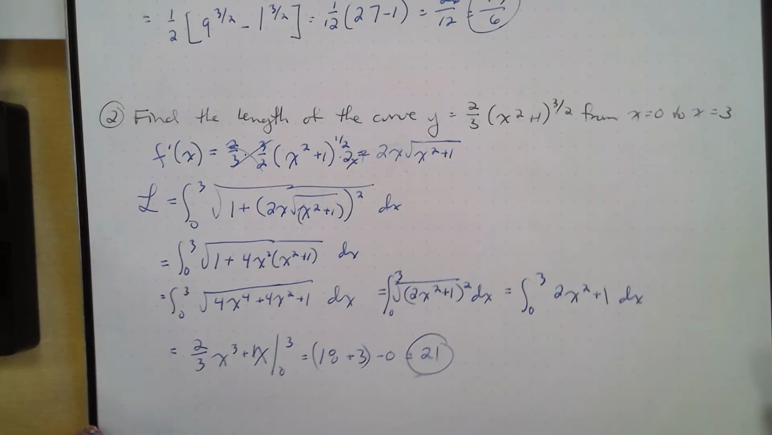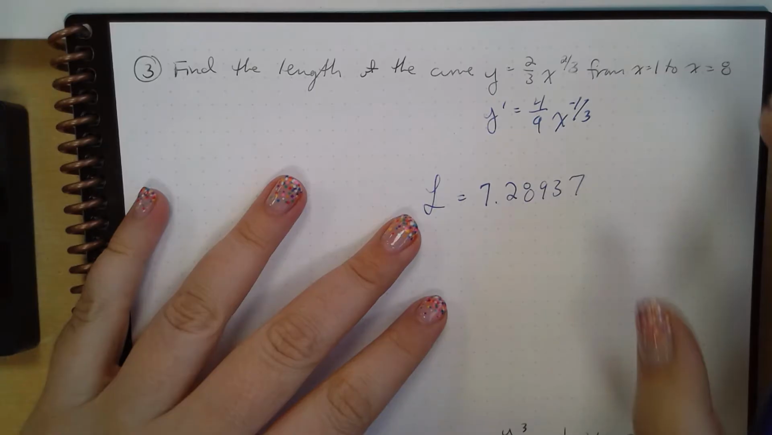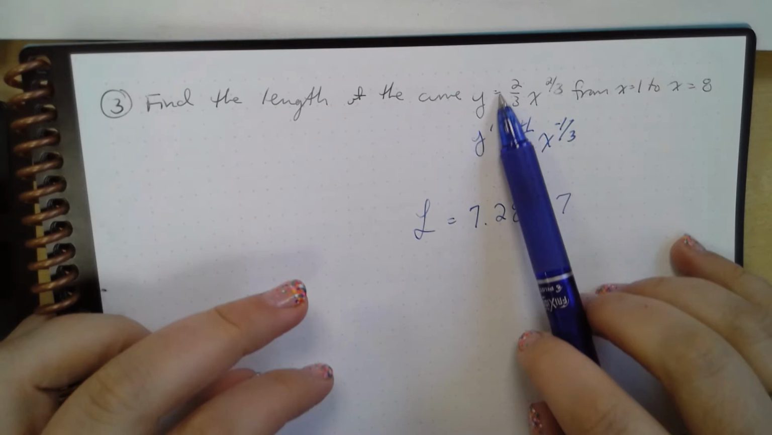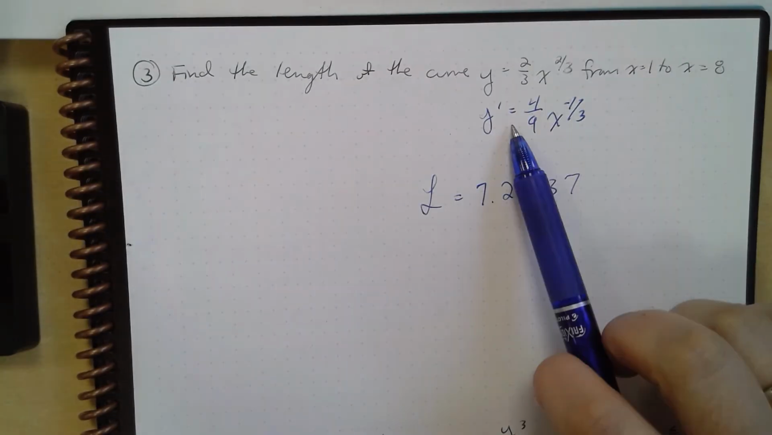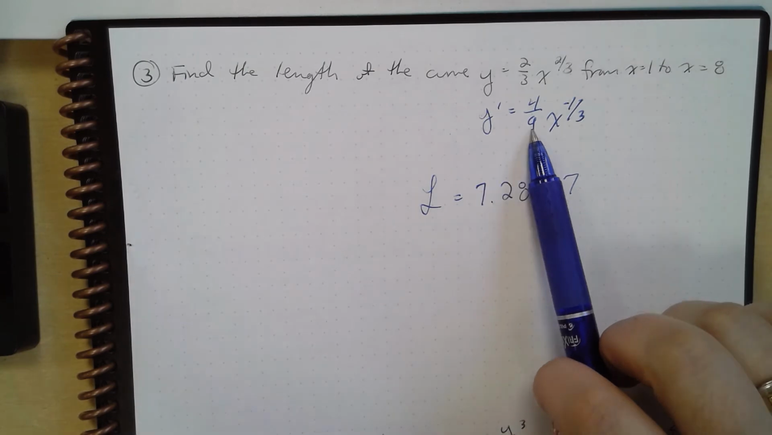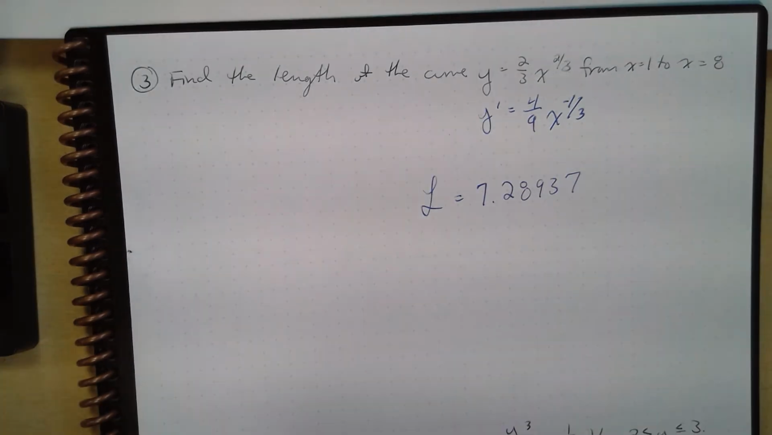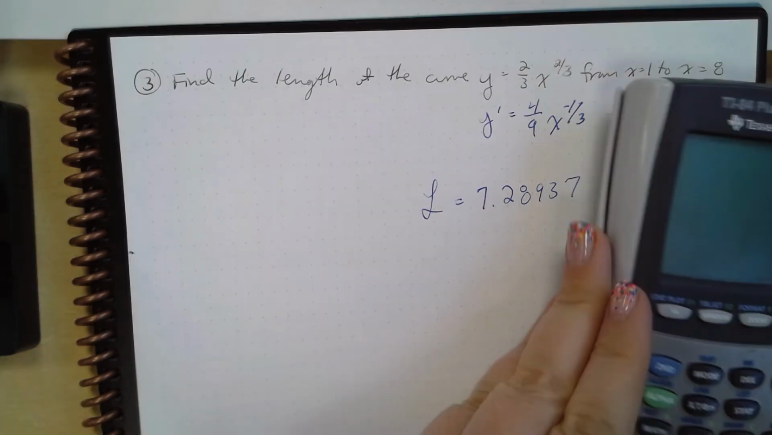What if I want to find the length of the curve y equals 2/3 x squared from 1 to 8? Well, I know that y prime is equal to 4/9 x to the negative 1/3. And in this case, I'm actually going to use my calculator. So I'll put it over here.